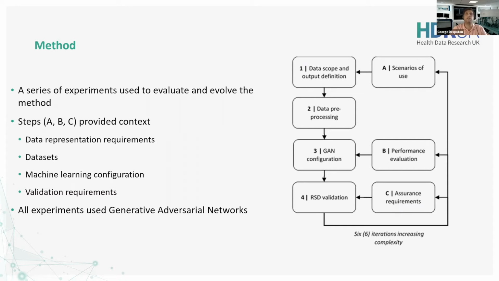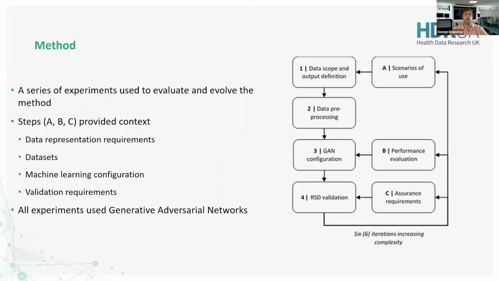And then we had some steps that provide context to the machine learning process. And these were the scenarios of use of the dataset, the performance evaluation of the machine learning approach, as well as the assurance requirements. These are important steps because they provided requirements that affected how we designed our machine learning approach, what kind of statistical tests we would need to pick to establish equivalence between the two data sets, and understanding how the data set is going to be used.